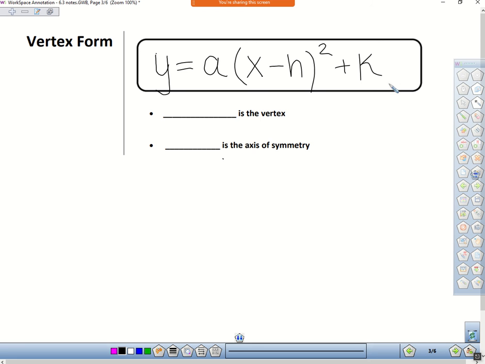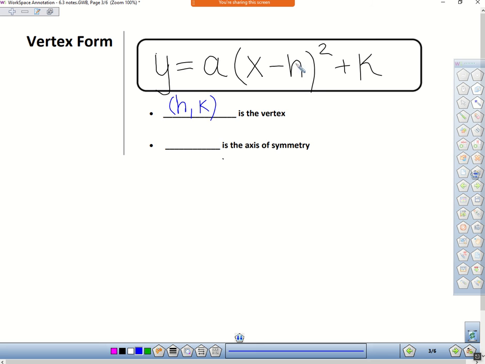So let's talk about what the vertex is from this format. The vertex is known as (h, k), okay? So you can actually extract the vertex directly from the formula. And what do you notice about the sign of h in the formula? The whole thing is squared, but what's the sign? Is it negative or positive? Negative, which means that when you take it out of the equation, if it's minus 4, it's going to become a positive 4, okay?